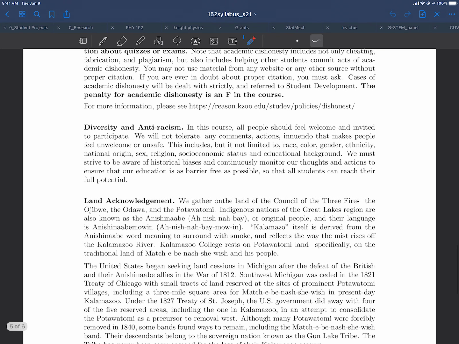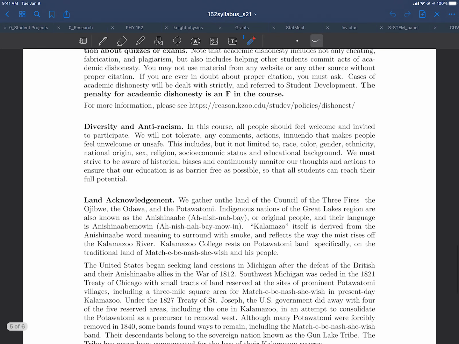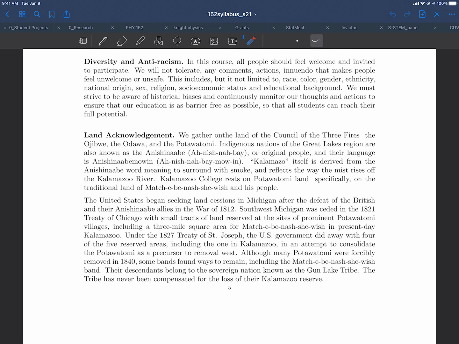There are no exceptions to this. I want to acknowledge that Kalamazoo College is built on the land of the Council of the Three Fires, the Ojibwe, the Odawa, and the Potawatomi. We are on land that was never properly compensated for. We are on land that's stolen, and we have to respect that.